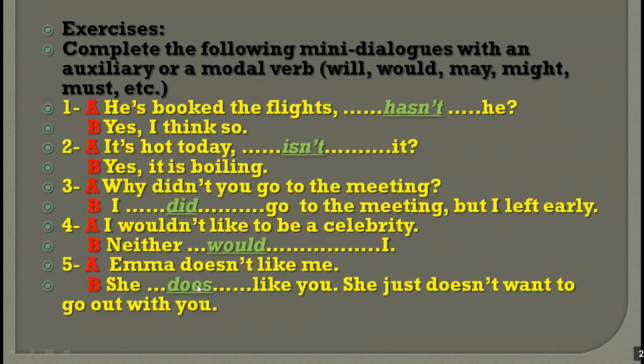So again, we're using does for emphasis because this person is assuming something and we're telling him that you are wrong. So we use verb to do. And after that, we use the infinitive. Number five is exactly like number three. We are using verb to do for emphasis.